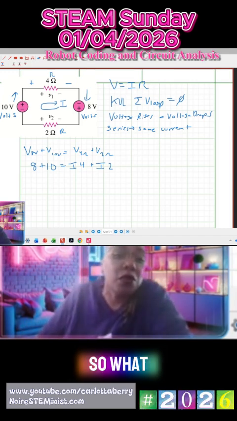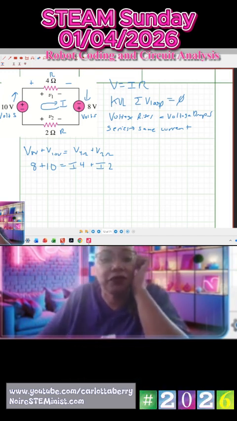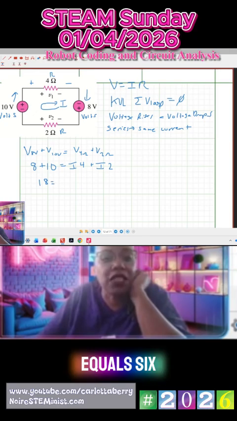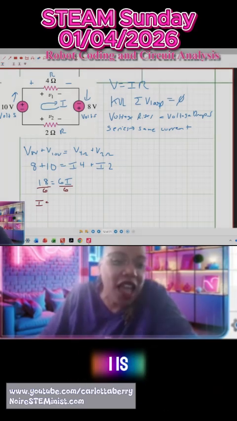So what we're going to have here is that 18 equals 6 times I. I is 3 amps.